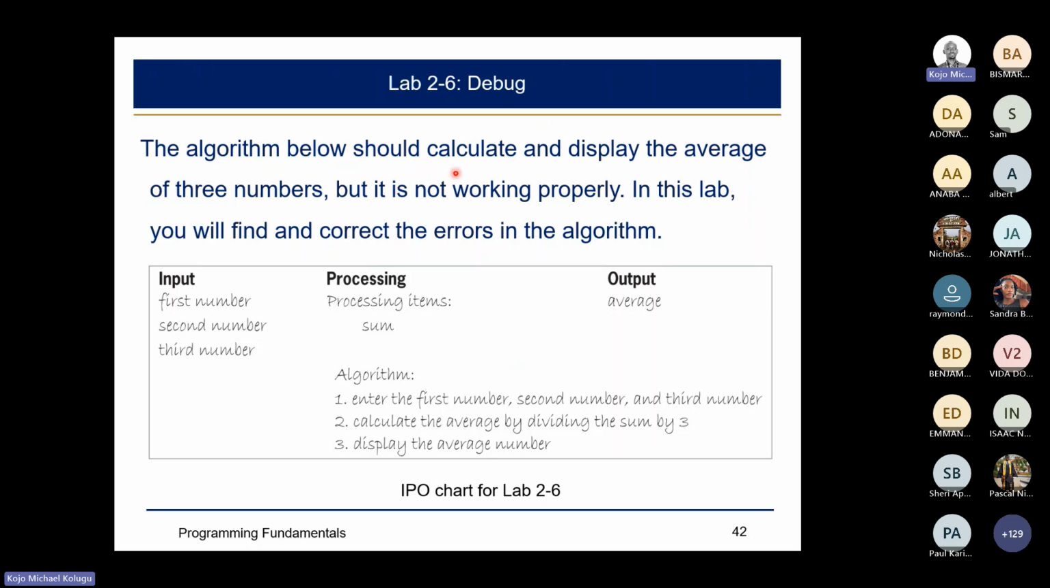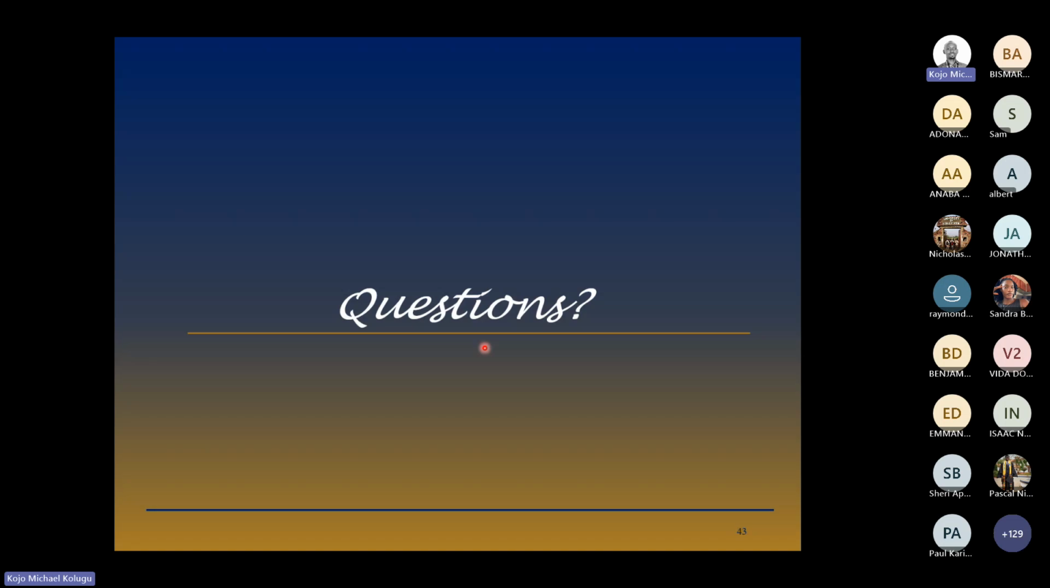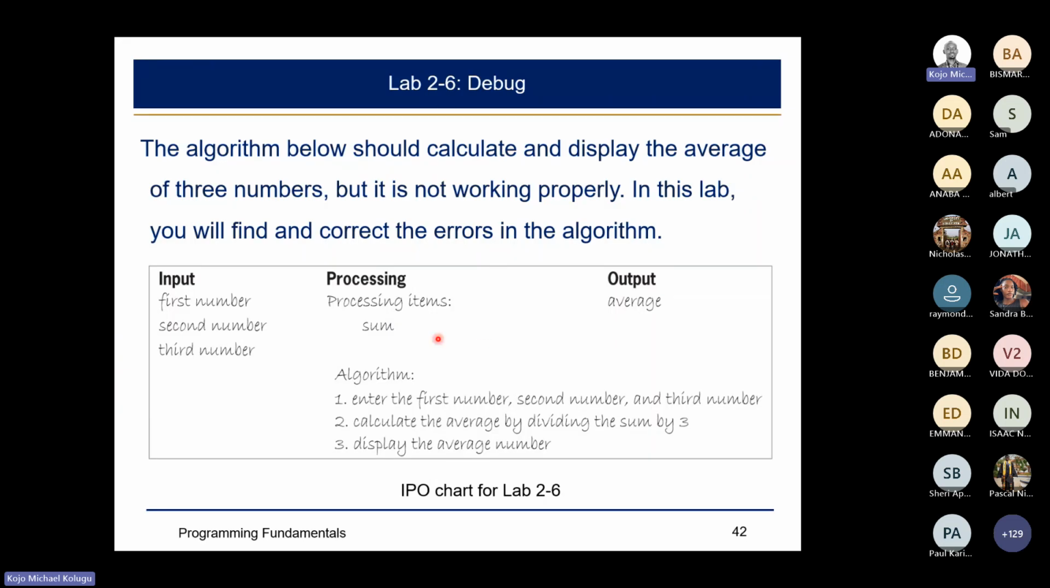The algorithm below should calculate and display the average of 3 numbers, but it is not working properly. In this lab, you will find and correct the errors in the program, in the algorithm. So this is, if you look at this closely, this is the particular problem. So what you are supposed to do is simply to remove the error in the problem. So you're removing the bug, which is the error. So we say debug. So how do you debug this simple algorithm, IPO chart you have here?